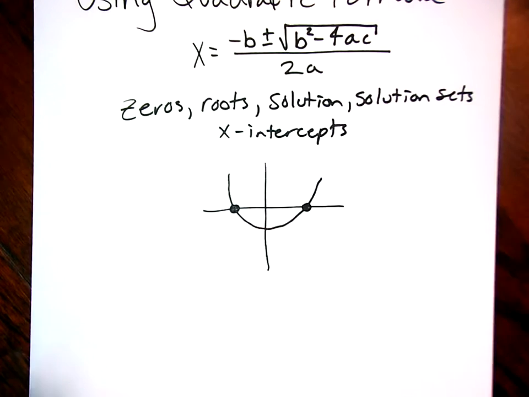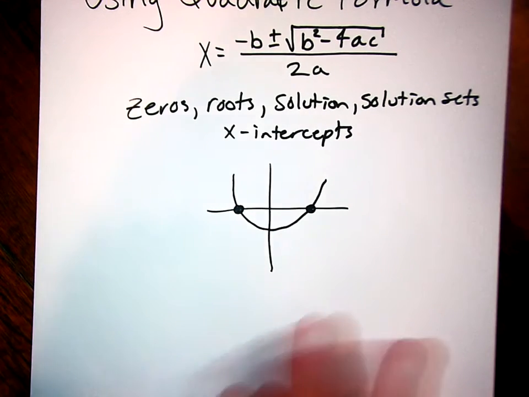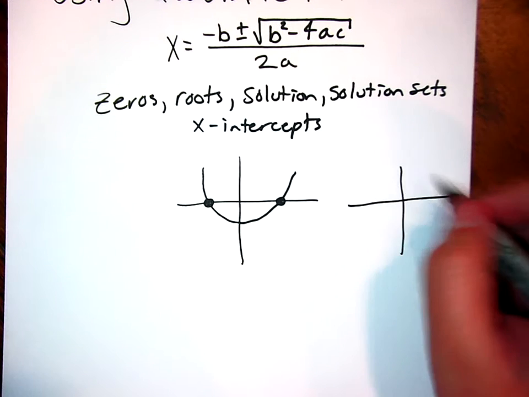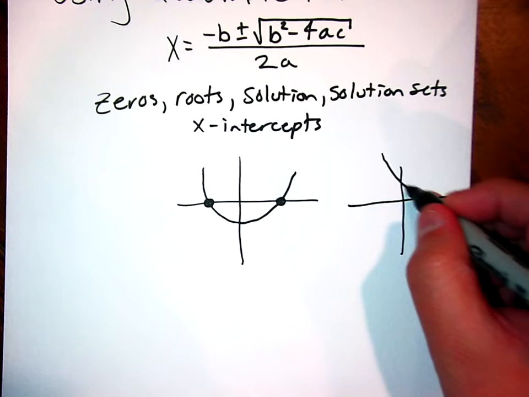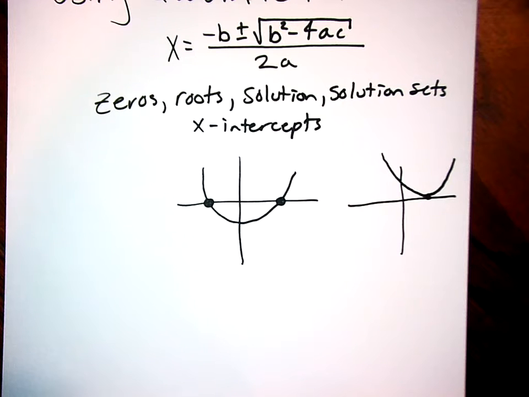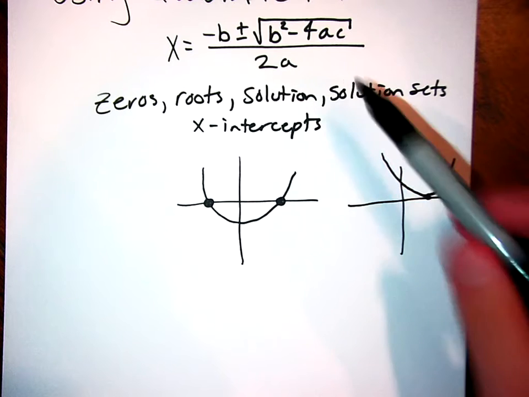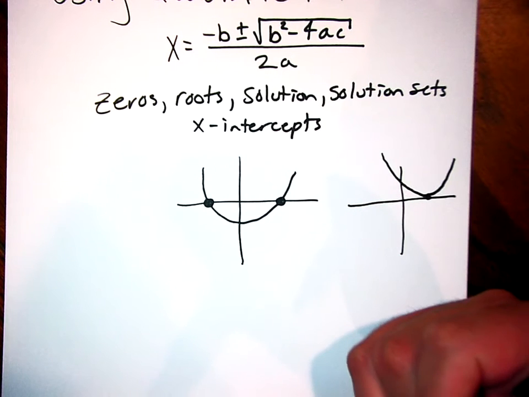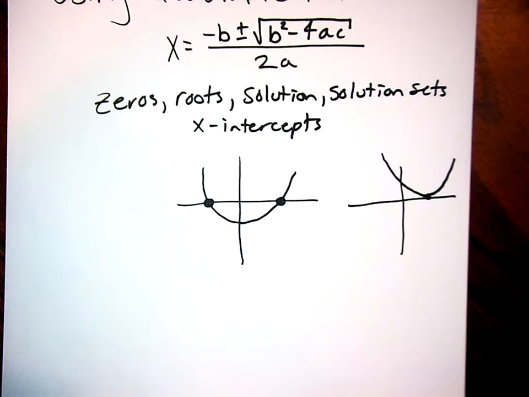Now you're not always going to have two different numbers. Sometimes it'll look like this, where you have the graph touching just in the one spot there. Okay, but as long as you have an x-intercept, this formula will find it. So let's take a look at an example.